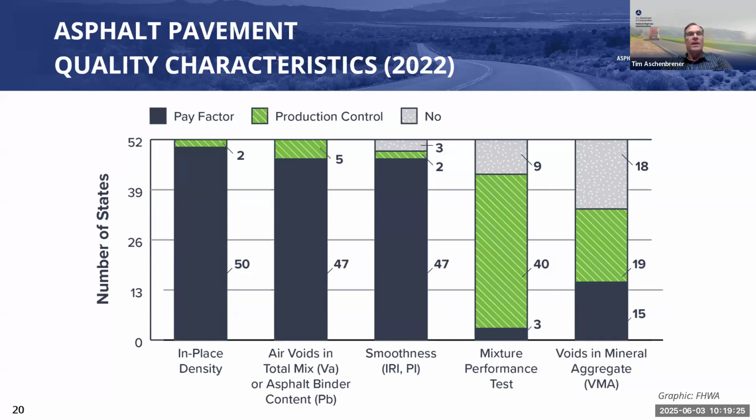Now, at the other end of the spectrum, if you will, we see mixture performance tests. A vast majority of states that use those are using those as production control. So those quality characteristics are used as actionable limits, but not necessarily for pay, although we see 3 states use them for pay. And then voids in the mineral aggregate has a nice split, about a 3-way split. About a third of the states don't use VMA. About a third of the states use VMA as an actionable limit, and about a third of the states use VMA as part of the pay factor decision.